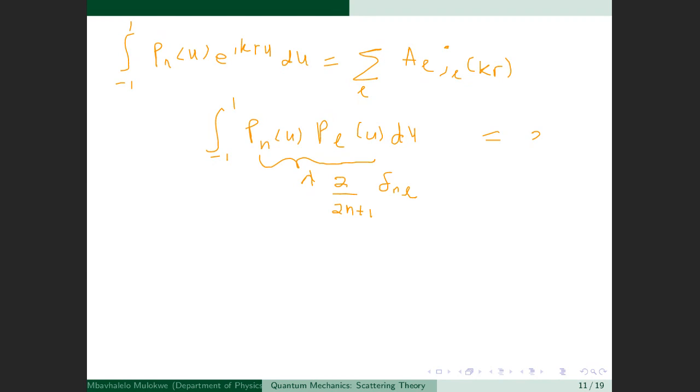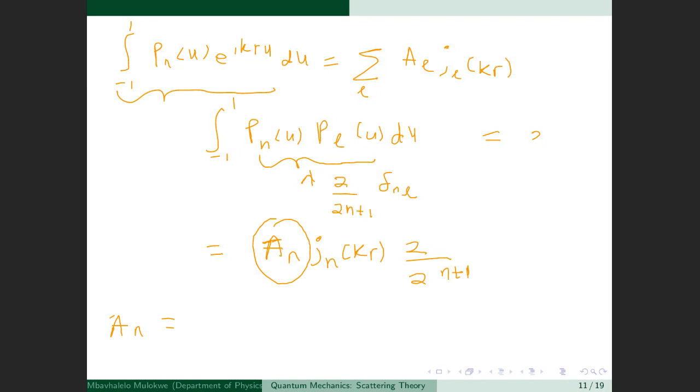So then this sum reduces to only one contribution. So you get that this gives you A_n j_n(kr) 2 over 2n plus 1. So you can sort of get what the coefficient expansion will be. The problem is that you still have to do these types of integrals. So you get that A_n will be given by 2n plus 1 over 2. Still have to do the integral from -1 to 1 of Pn(u) e^(ikru) du.